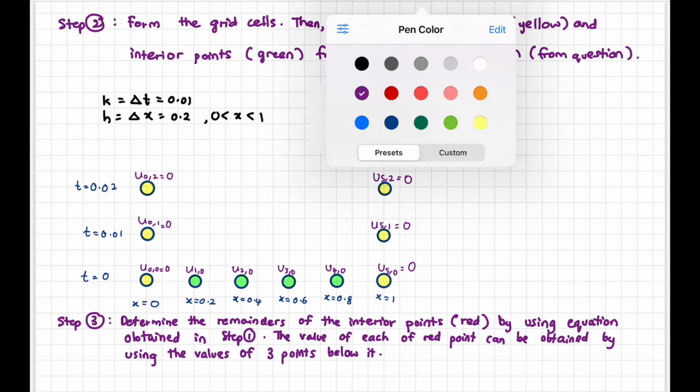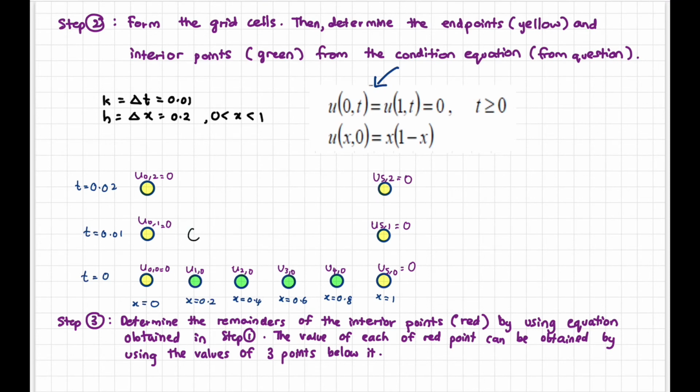Okay, so let's draw the red points. We will have this 1, 2, 3, 4, 5, 6, 7, 8. The value of each red point can be obtained by using the values of 3 points below it. For example, this is the value of U11. So you can use the value of 3 points below it, which is this point, and this point. Similarly, for point U21, you can use the 3 values below it.